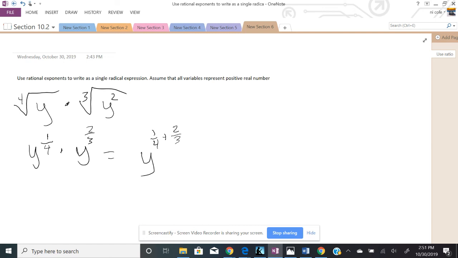Now, I do not have a common denominator, so I need to get one in order to add these. That would be 12, so I'm going to multiply this by 3 top and bottom, and this guy by 4 top and bottom. So therefore, I should have y to the 3/12 plus 8/12. So 3 plus 8 is 11. So I get y to the 11/12, but they wanted it in radical expression, so I need to put it back into this. The denominator goes here, which is 12, and the numerator goes there to the y.